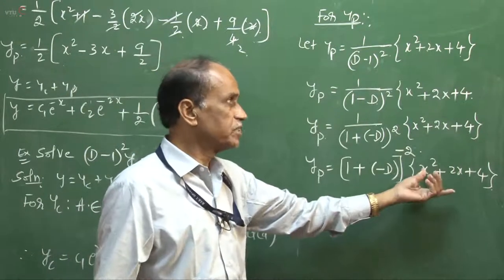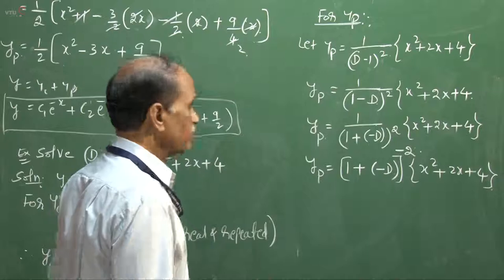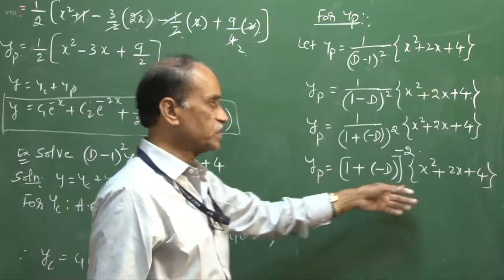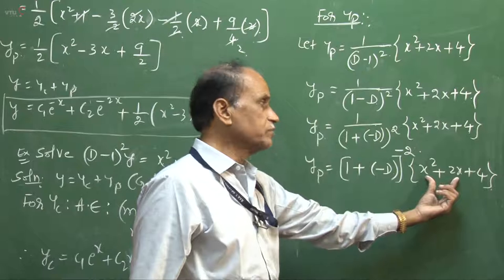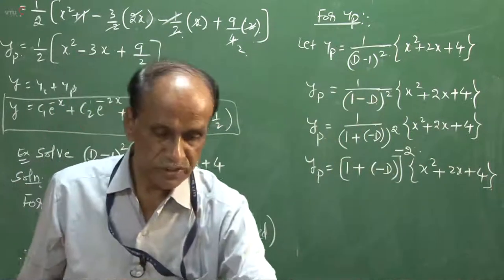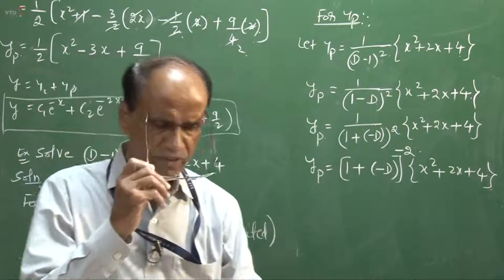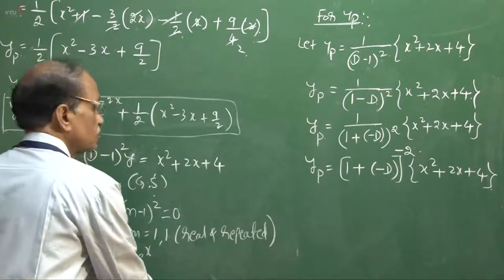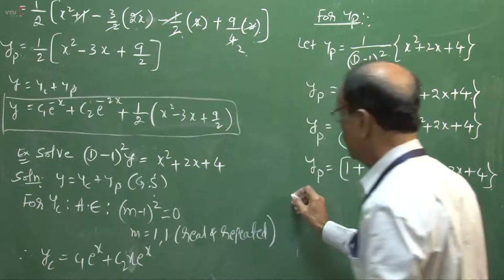There are three terms in this problem. In the earlier problem, only two terms were there, one was variable and another one was constant. Here also, two terms are variables and one term is constant. So this is to be operated using the expression. Whatever you have written, that is (1 plus D) whole to the power minus 2, here you must write the formula.